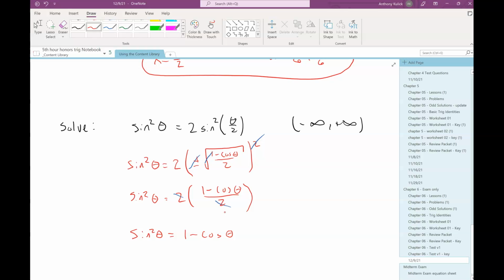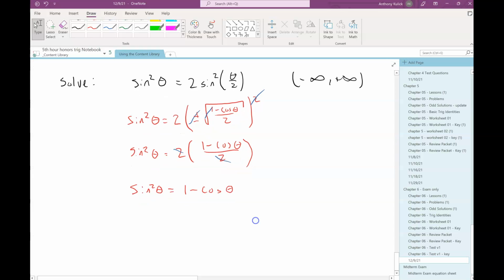Now what do I do here? I have a sine squared, and I have a plus 1, and I have a minus cosine. It seems like I'm stuck, right? No, man, we're good. Sine squared I can write in terms of cosines. Sine squared is just 1 minus cosine squared.